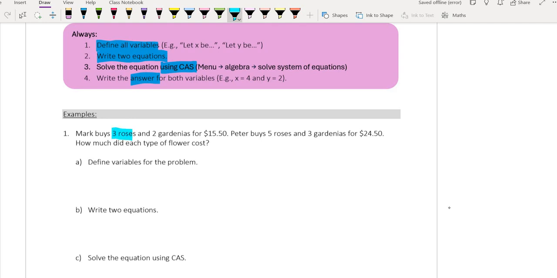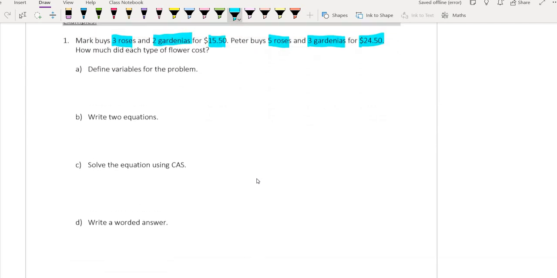Mark buys 3 roses and 2 gardenias for this much, and then another person, Peter, buys 5 roses, 3 gardenias for this much. How much does each type of flower cost? So step 1 is to define the variables, and the best way to define them would be going with the first letter of the thing that we're representing. So I'm just gonna go R for roses and G for gardenias.